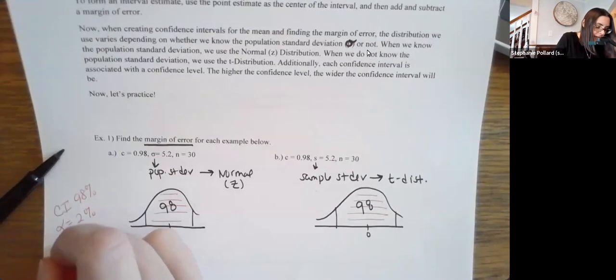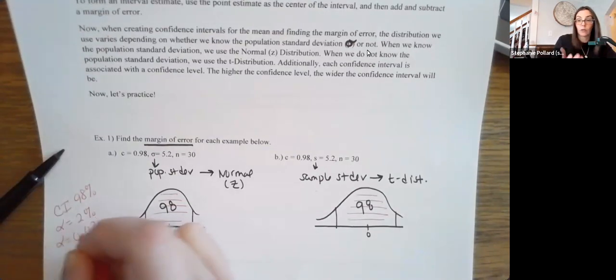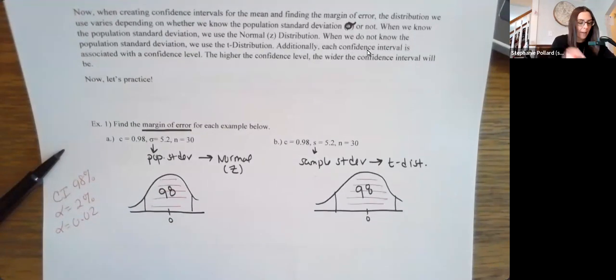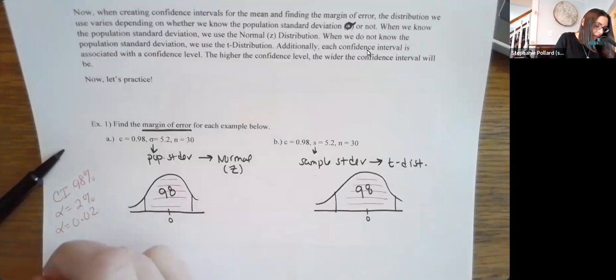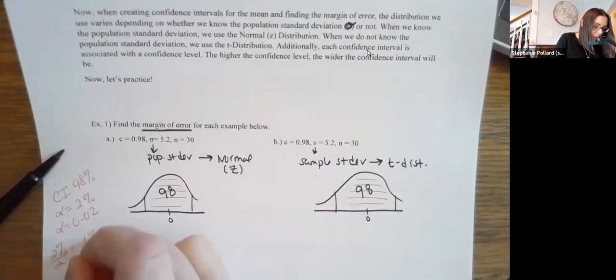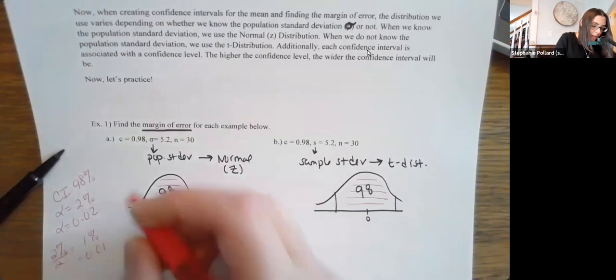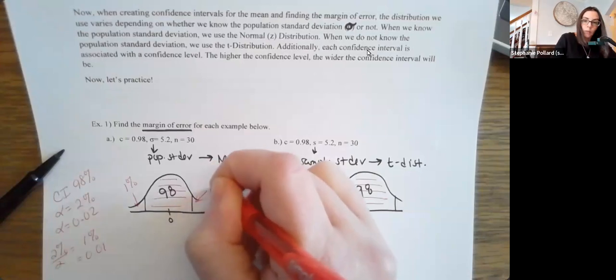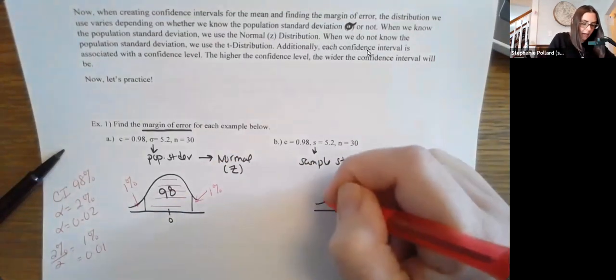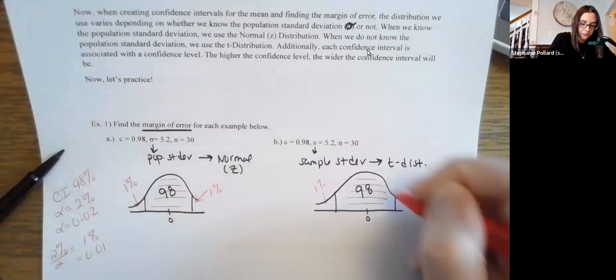We do like to write that in decimal form, so 0.02. And what happens is that half of that goes on each tail. So half of 2% is 1%, or as a decimal 0.01. So what happens is you have 1% here and 1% here. We just split that evenly for, again, a more traditional confidence interval.